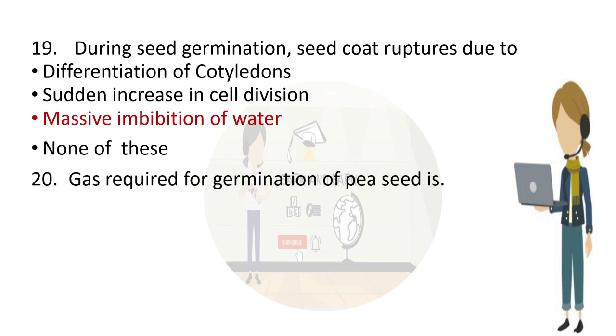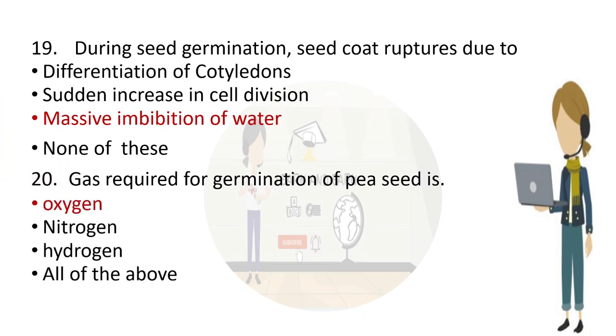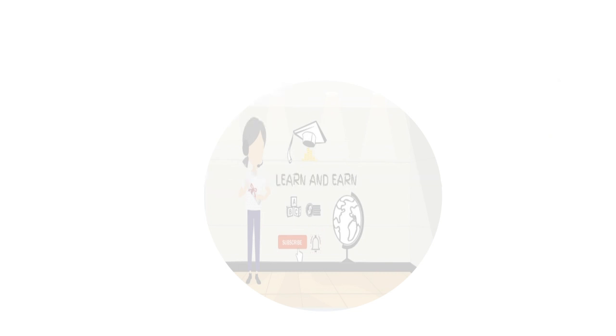Number 20 is gas required for germination of pea seed is. A option is oxygen, B option is nitrogen, C option is hydrogen, and D option is all of the above. The right option is oxygen. Gas required for germination of pea seed is oxygen.